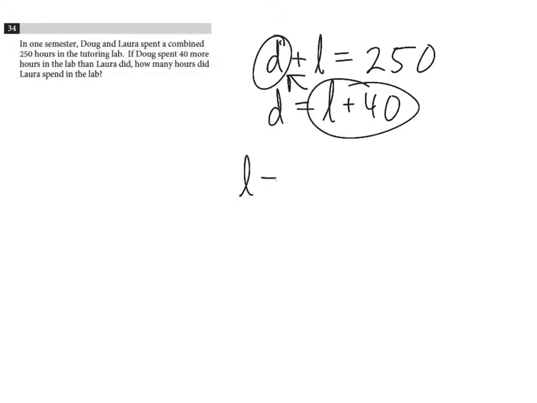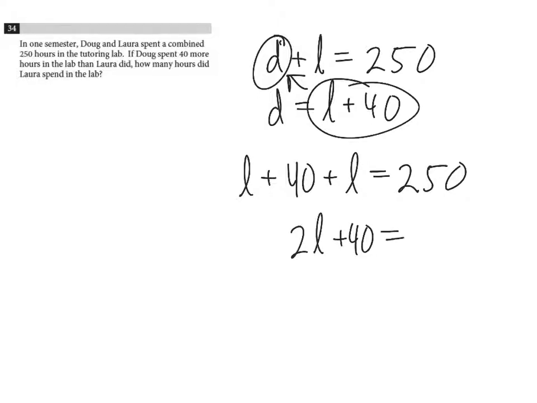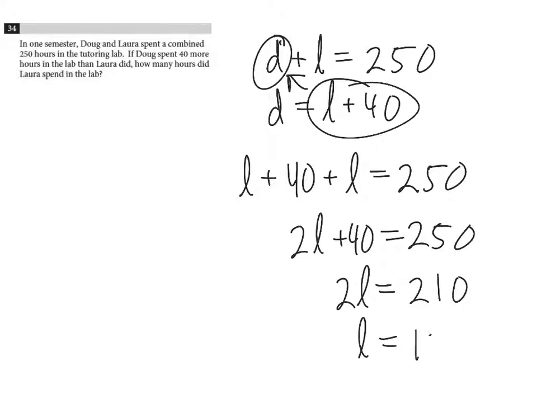So we have Laura's hours plus 40, which is Doug's hours, plus Laura's hours equals 250. Well, that's going to be 2L plus 40 equals 250. Subtract 40 from both sides. We get 210. 2L equals 210, and divide both sides by 2. We see that Laura spent 105 hours in the lab.